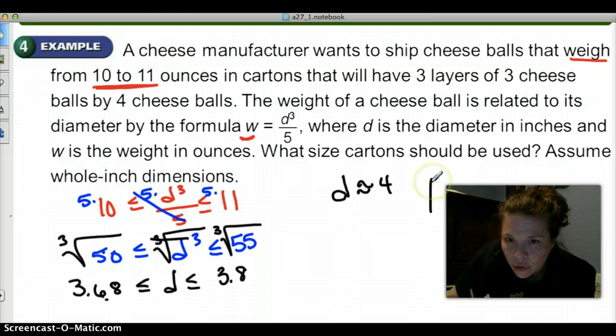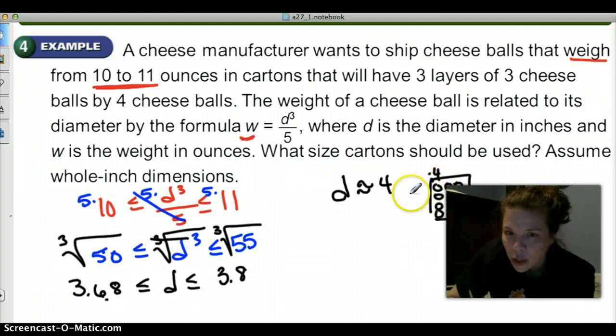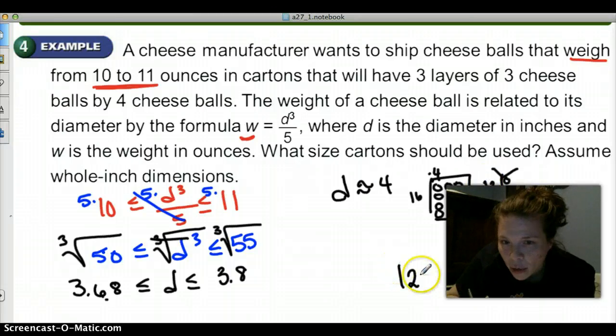Now, if we have a layer and there's 1, 2, 3, and 1, 2, 3, 4, and each of these is approximately 4, 4 times 3 would be 12. 1, 2, 3, 4, 4 times 4, because your diameter is 4, would be 16. And then as the box goes, there are 1, 2, 3 layers. So 4, 8, 12 there as well. So this would be 12. So it is a 12 by 12 by 16.